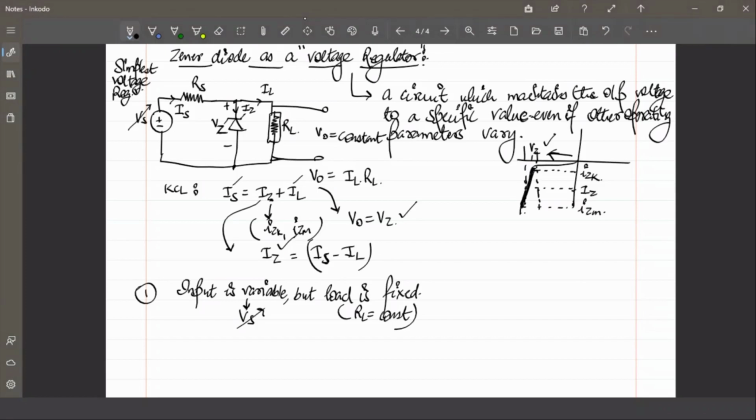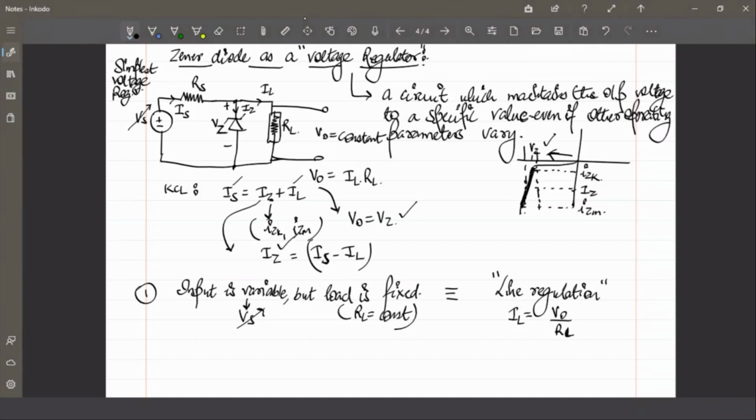Whenever we try to control this Zener diode or this regulator, because of the changes which are taking place at the input side, we call this property as line regulation. Line regulation of your regulator. That means even if Vs is varying, you can say IL. What is IL here? IL is basically equal to V naught divided by RL. Now RL is fixed.